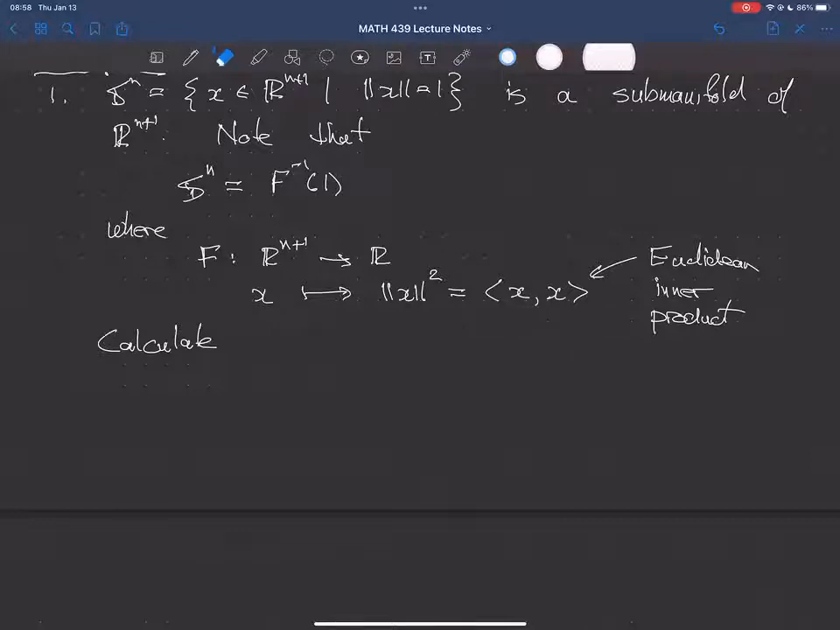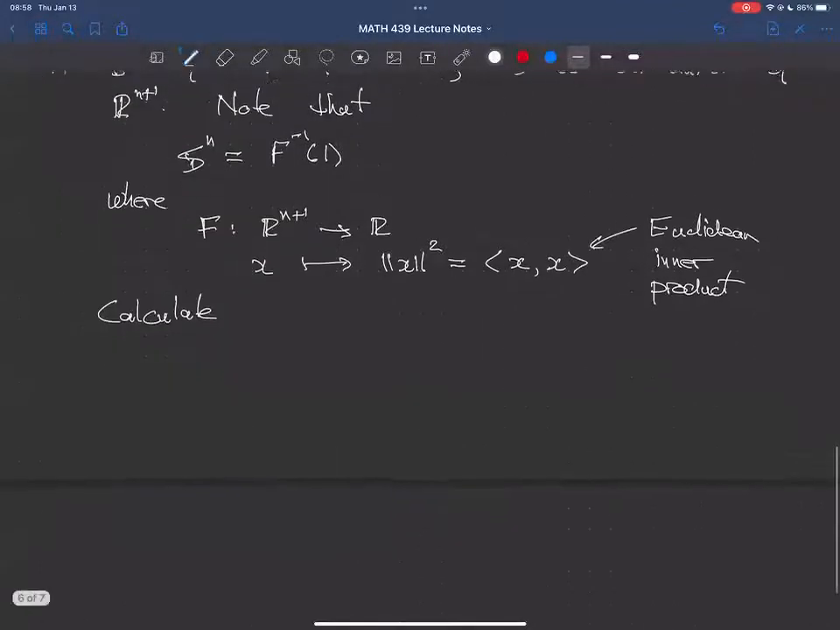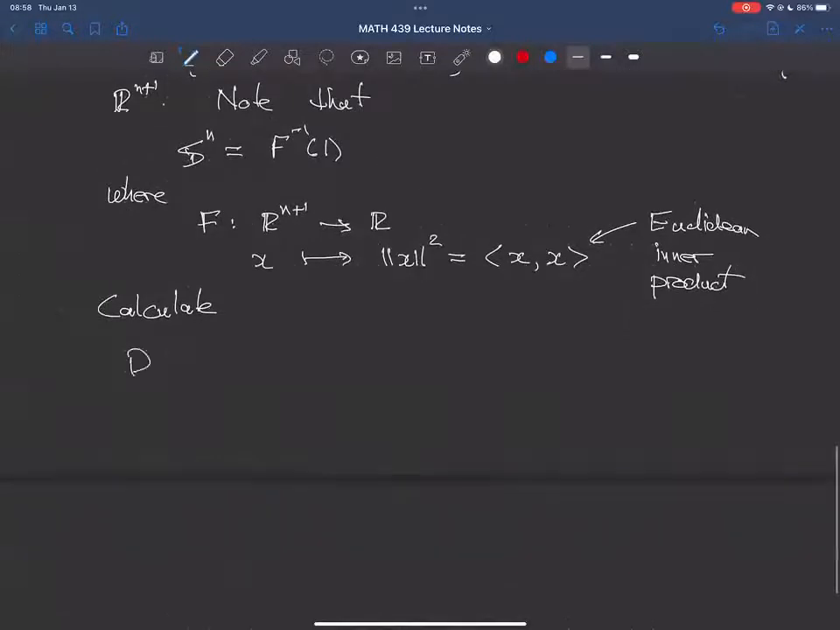Okay, so I'm going to calculate the derivative, df at the point x, and I'm going to calculate the derivative in the direction of a vector v in Rn. So I'm going to take some vector v, so I'm calculating the directional derivative of f at x in the direction of v.